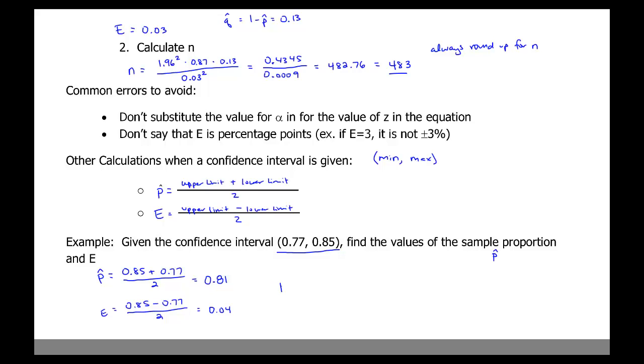So then if you want to put it back in the format p hat plus or minus e, there's our numbers, and you can see that when you do 0.81 minus 0.04, you get the lower number, 0.77. And if you did 0.81 plus 0.04, you get the bigger number, 0.85. So you've checked your work and you know you got it right.